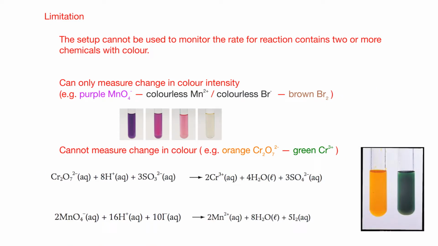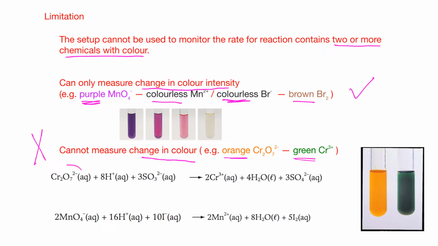Now, the limitations of this way of monitoring the rate of reactions. It cannot be used to monitor reactions containing two or more colored chemicals. Remember, we are measuring change in color intensity, for example from purple to colorless or from colorless to brown. This is okay, but we cannot measure change in color. Remember, change in color and change in color intensity are two different things. Change in color intensity means purple to colorless or colorless to brown, but change in color means from orange to green. In this case, we can't tell the rate of reaction.